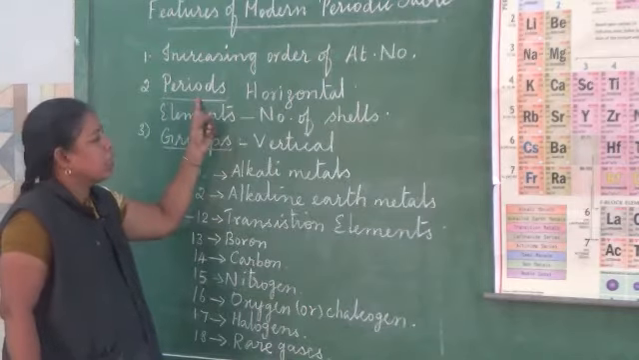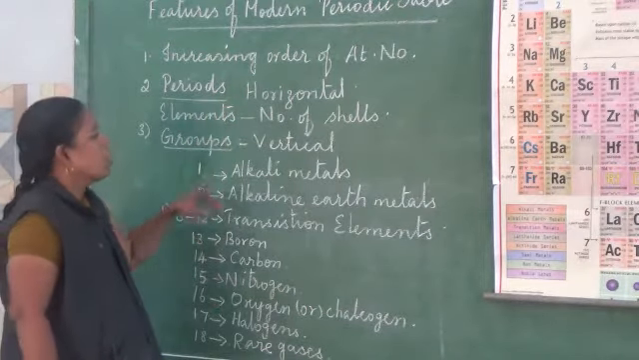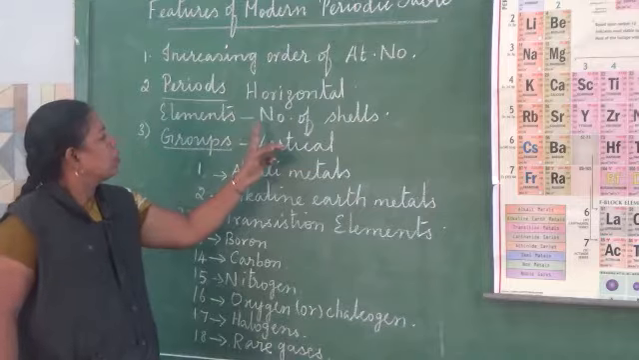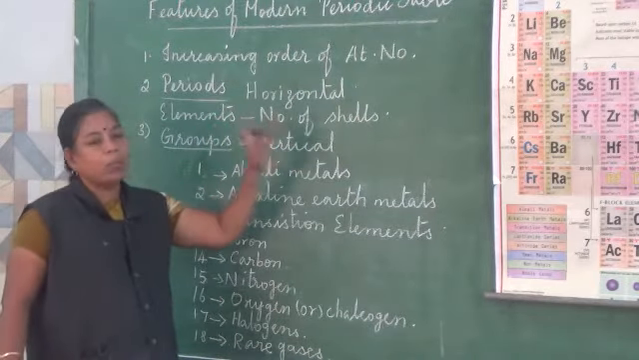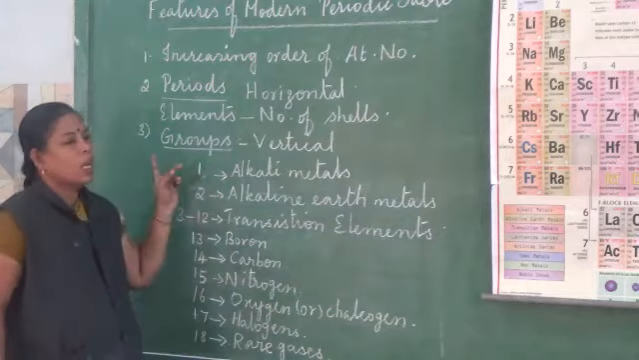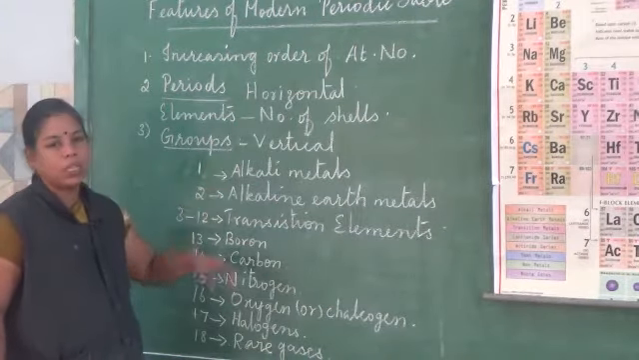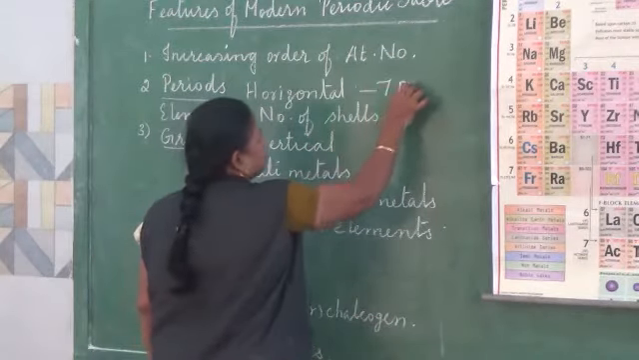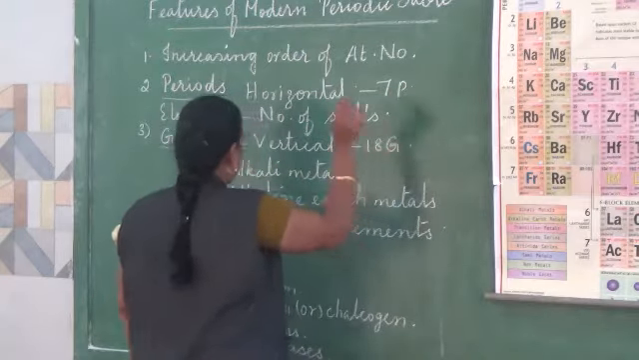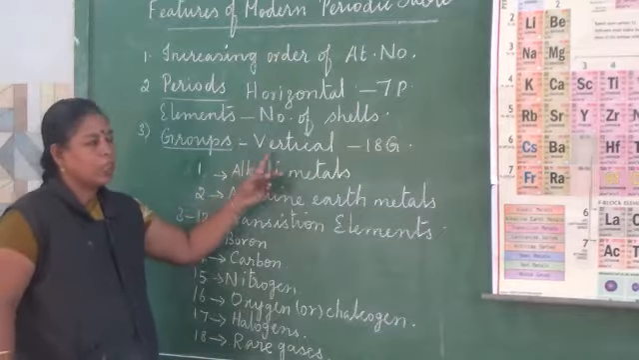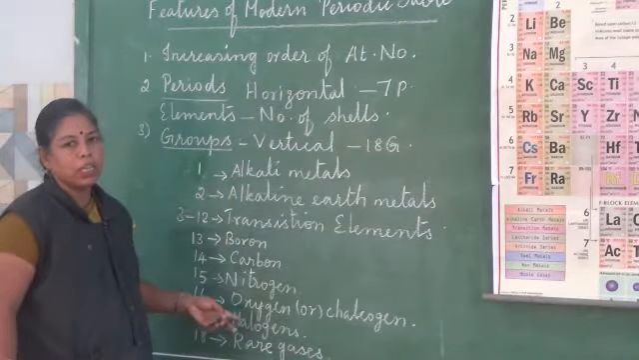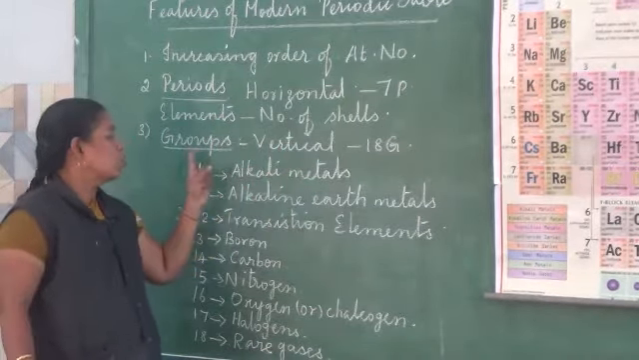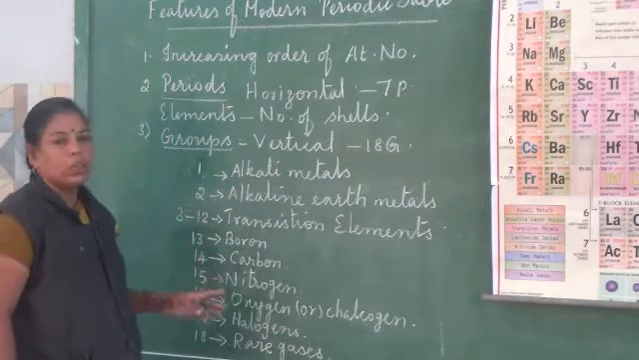The horizontal rows are called periods. There are 7 periods in the periodic table, and the elements are placed in the periods based on the number of shells of atoms, and the vertical columns are called groups. There are 18 groups in the periodic table, and the 18 groups are further classified into different categories because of their different physical and chemical properties.